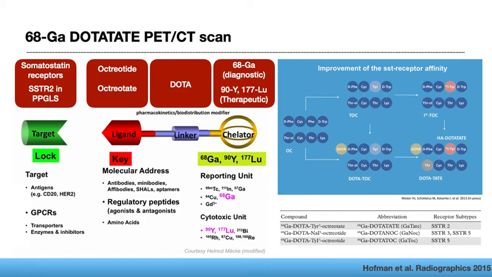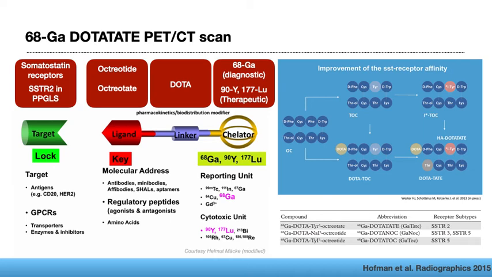The key is composed of 3 parts: the ligand, the linker, and the chelator. The chelator is the part that will carry the radioisotope. And we use different types of radioisotope. This is another application of the concept of theranostics. For diagnostic purposes, we use gallium-68. However, for therapeutic purposes, we use Y90 or lutetium-177 as a part of PRRT therapy.